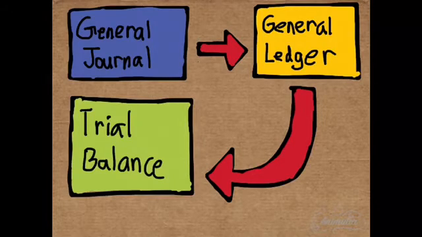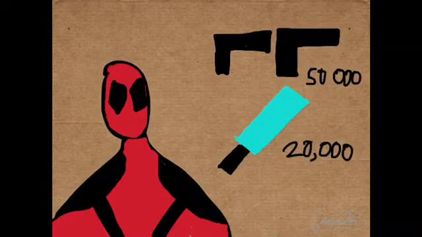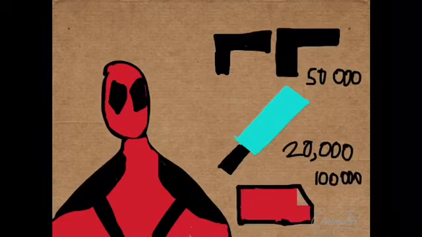So just to give you a quick example, let's say Deadpool, who's still saving lives and fighting crimes as of this day, needs new equipment. So what he did is he bought new guns amounting to 50,000 on account, and a new sword amounting to 20,000 for cash, and then he also bought a new car amounting to 100,000 for cash, so he could get to his destination as quickly as possible.